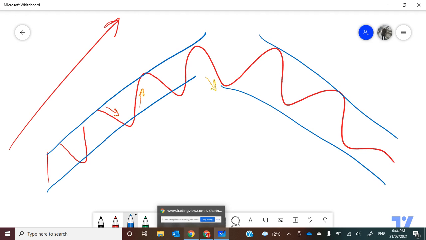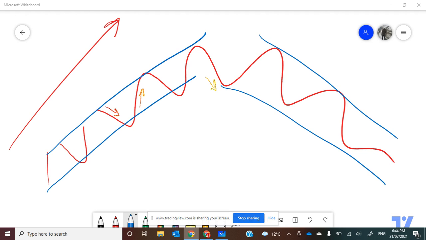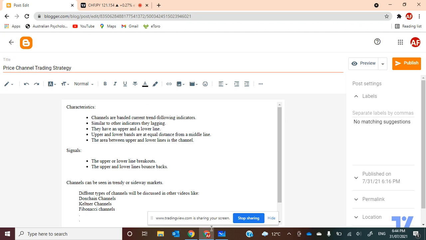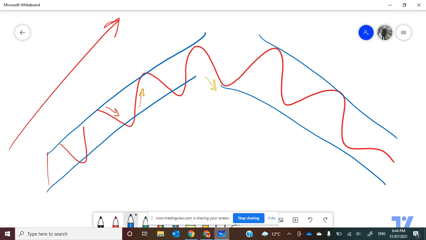Okay, so back to the characteristics. Similar to other indicators, they're lagging. So what does that mean? Because you don't know you are in a channel until you have at least the first couple of ups and downs. Then you realize, okay, the price is moving in this channel.